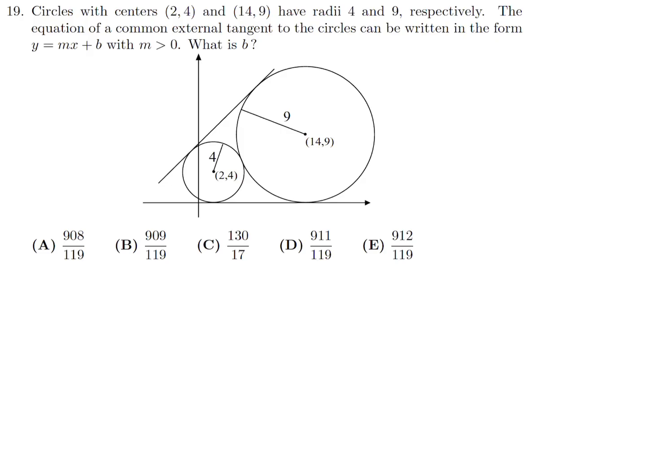Circles with centers (2, 4) and (14, 9) have radii 4 and 9 respectively. The equation of a common external tangent to the circles can be written in the form y equals mx plus b with m greater than 0. What is b?